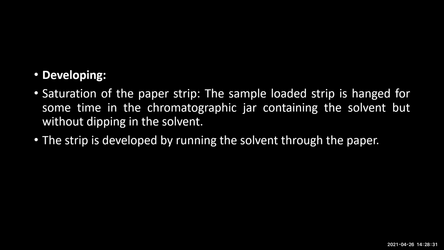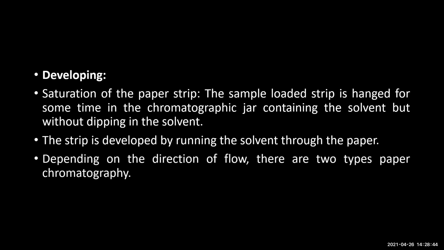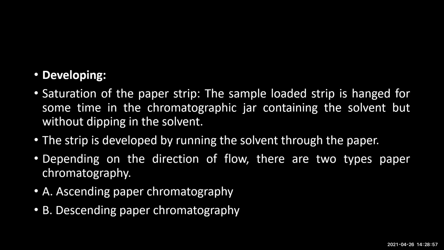Now we connect the solvent system to our stationary phase, and because of capillary action, the solvent starts to move from one area to another. When this is happening, the strip is getting developed and the separation will start. Depending on the direction of flow, there are two types of paper chromatography technique. We have ascending paper chromatography, when the mobile phase moves from down to top, and descending paper chromatography, where the mobile phase moves from top to bottom.